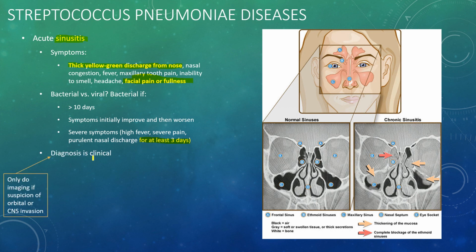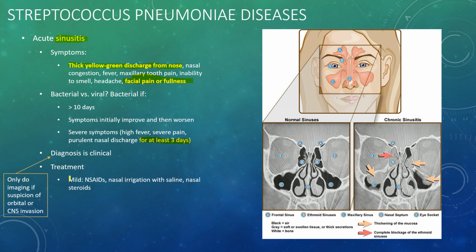Diagnosis is clinical. You don't need to do any kind of imaging unless you're suspicious of major complications, such as an orbital cellulitis as a result of the sinusitis, or a CNS invasion leading to encephalitis or meningitis. Otherwise, you can just assume that it's sinusitis based on the symptoms and treat accordingly. So if it's viral, you're not going to treat it. You're just going to let it go and treat it as if it's a URI and give symptomatic therapy.